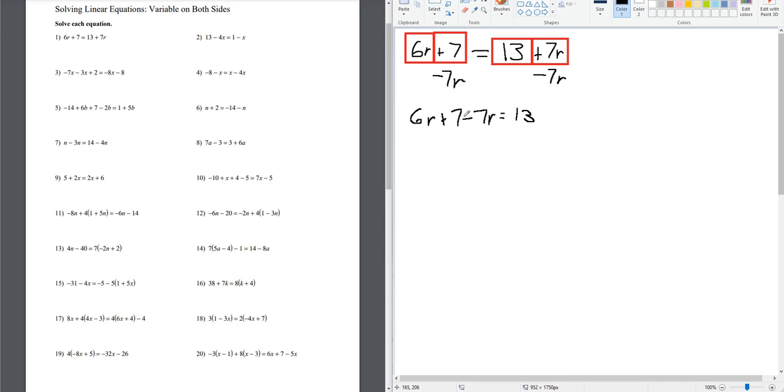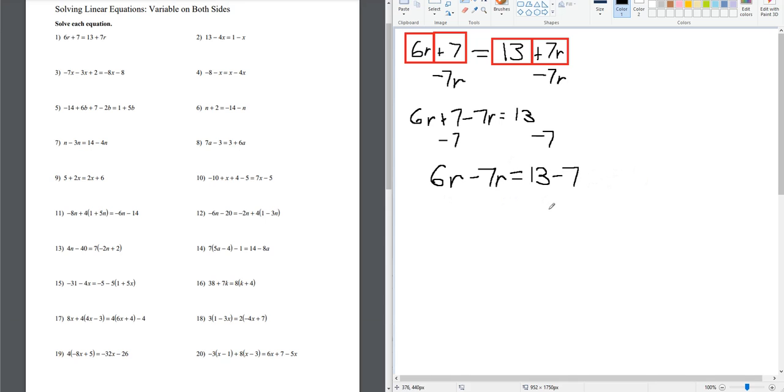Now I'm going to take this plus 7 and move it to the other side, because remember I put my variables left, so I'm going to put my constants right. So whichever way you moved your variables, your constants have to go the other way. So again, this is a plus 7, I'm going to minus 7 from both sides. So now I have 6r minus 7r is equal to 13 minus 7.